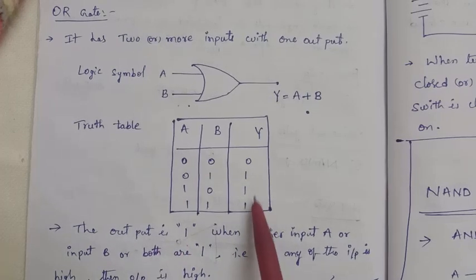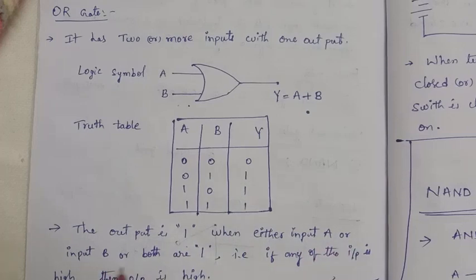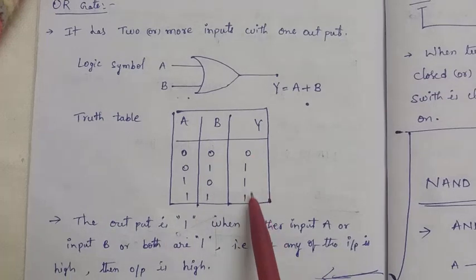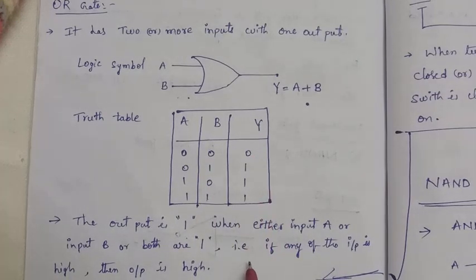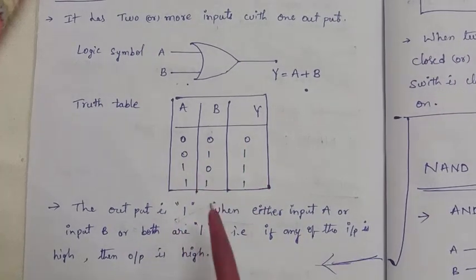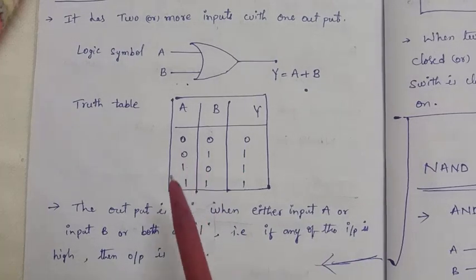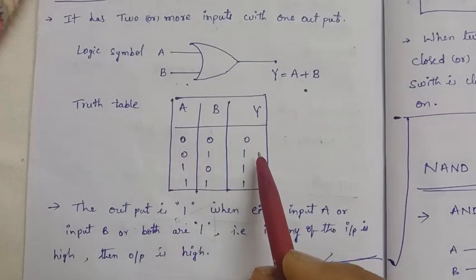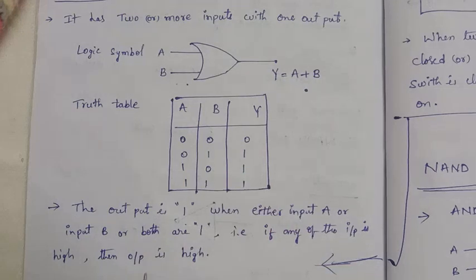The output is 1 when either input A or input B or both are 1. If any one of the inputs is high, then the output is high. Otherwise, if both inputs are low, then the output is low. Okay, this is the OR gate.